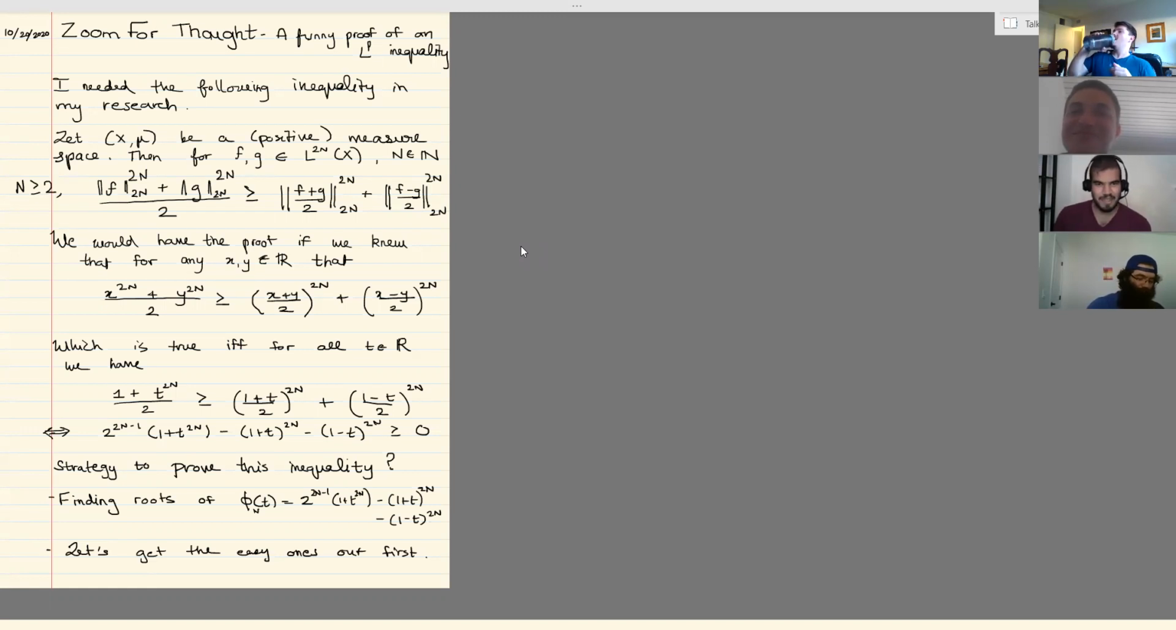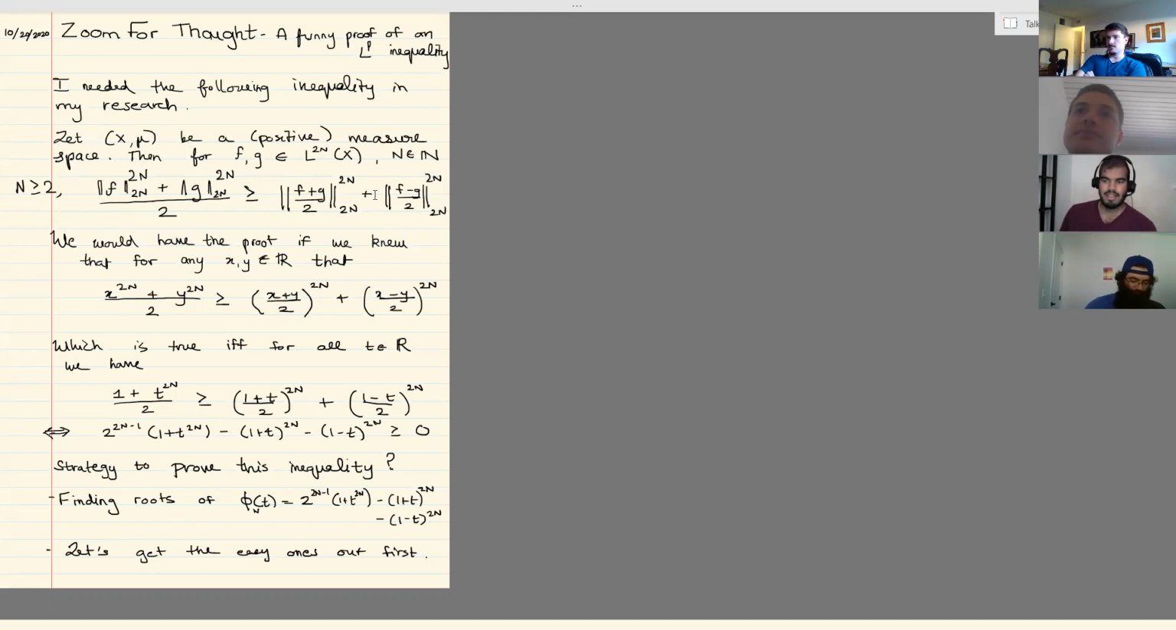That's a good one. Anyways, during my research project this summer, which went pretty good, I had to prove this inequality over here. If (X, mu) is a measure space with a positive measure, then for any f and g inside L^2n of X, I wanted to prove the following inequality, right?